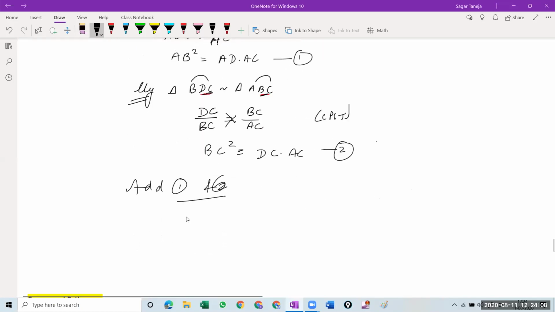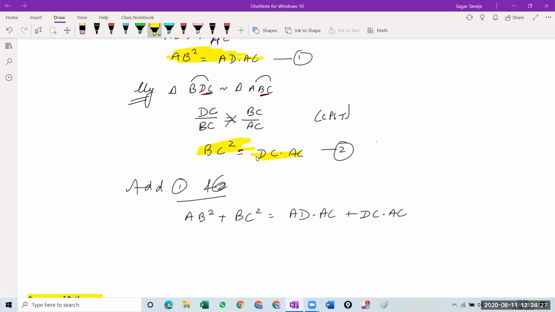Add 1 and 2. AB square plus BC square is equal to AD into AC plus DC into AC. See this? AB square plus BC square, left side also we have added and right side also we have added. Now on the right side, we can take AC common. It will be left with AD plus DC.